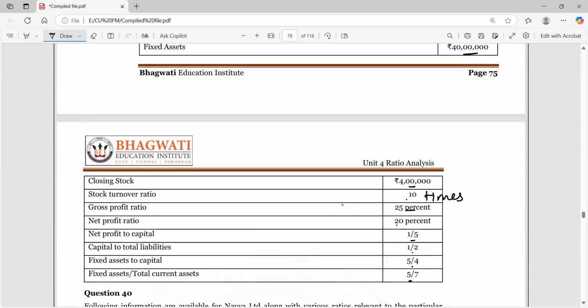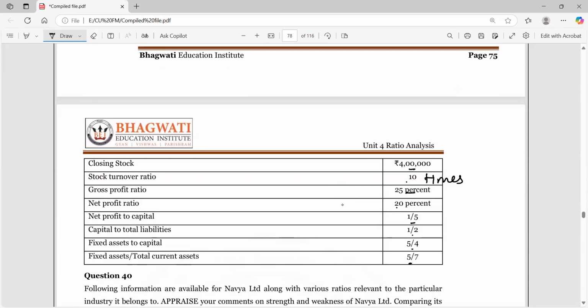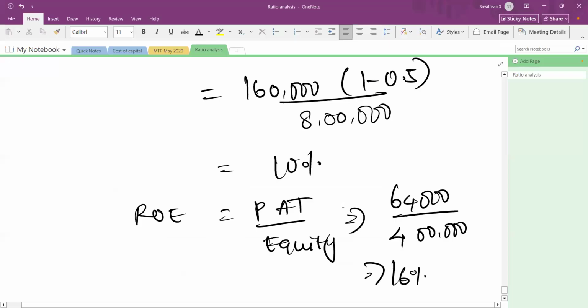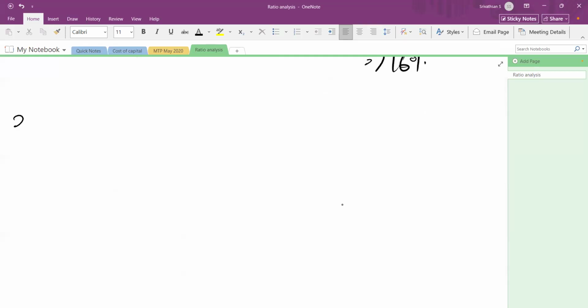So what should be your starting point? You can start the question from either of these 2 points. Fixed asset to capital you can start, or you can start from fixed asset to total current asset. Why? Because at least you have one value to calculate the other value. You're all getting it what I'm saying? Understood? So first, working note number 1, question number 39.